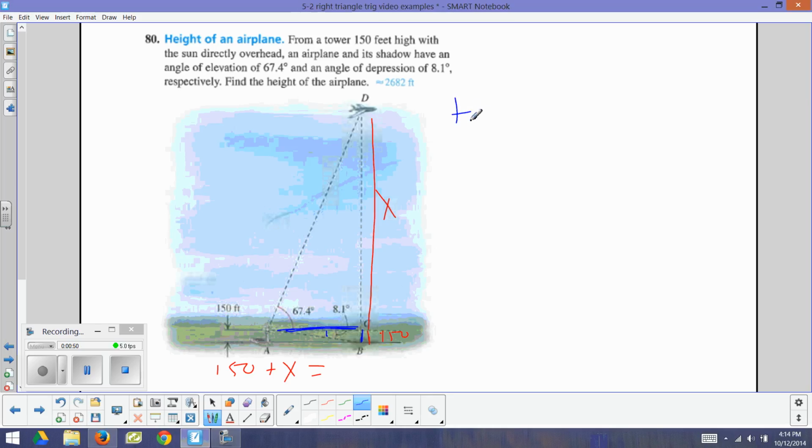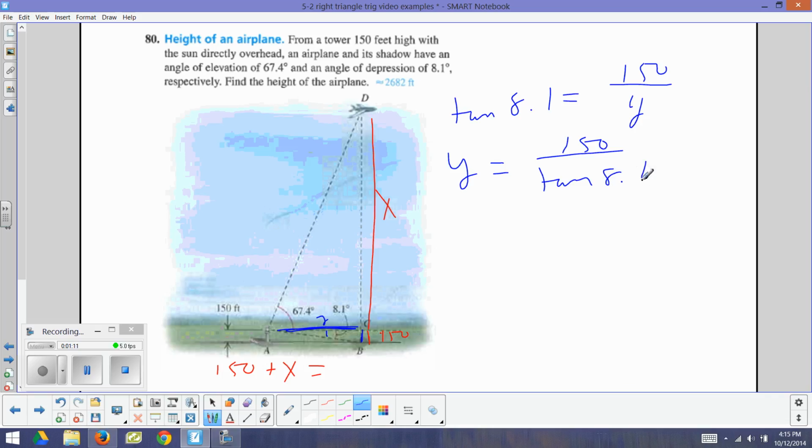If I use the trig that I know, the tangent of 8.1 degrees is equal to 150 over, I'm going to call this side y. So y is equal to 150 over the tangent of 8.1. I haven't found y yet because I don't really care what y is. I really want x. So now I have a larger triangle.